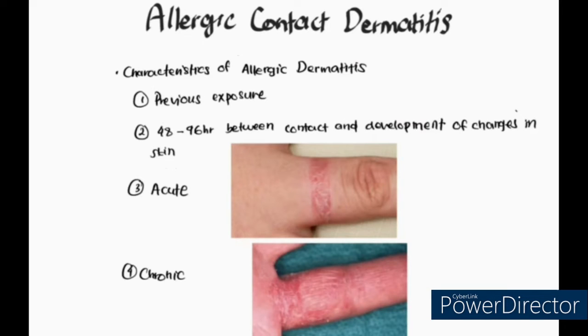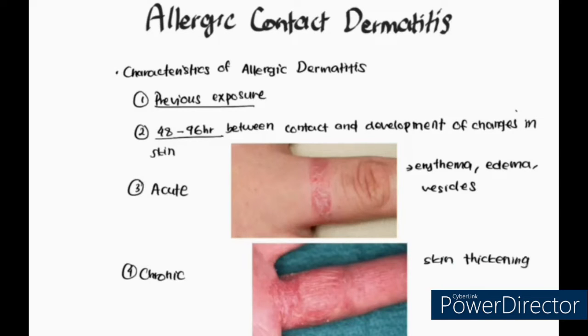The characteristics of allergic dermatitis are as follows. First, it must have a previous exposure to the substance concerned. There will be 48 to 96 hours between contact and development of changes in the skin. Acute allergic reactions tend to be intensely itchy and result in erythema, edema, and vesicles. The more chronic lesions are often lichenified, which has features of skin thickening, hyperpigmentation, and exaggerated skin lines.